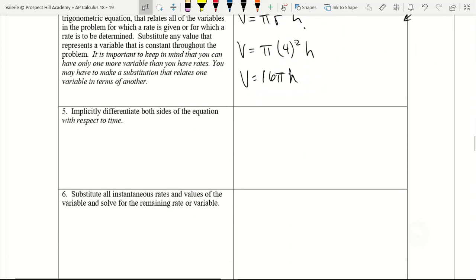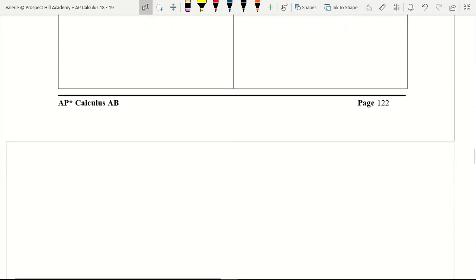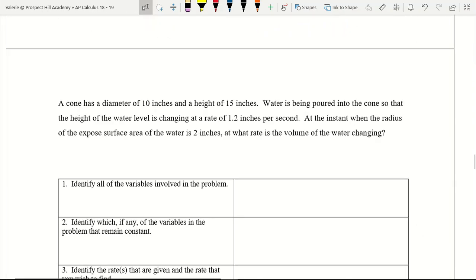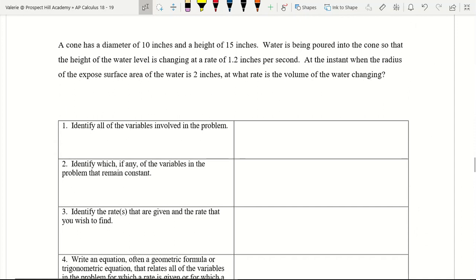All right. So on page 123, we have another problem. This one's going to be a little bit more work. We have a cone that has a diameter of 10 inches and a height of 15 inches. Water is being poured into the cone so that the height of the water level is changing at a rate of 1.2 inches per second. At the instant when the radius of the exposed surface area of the water is 2 inches, at what rate is the volume of the water changing? This is a little bit wordy.